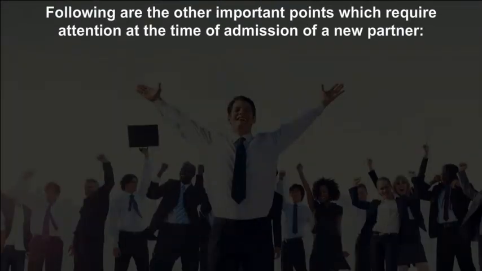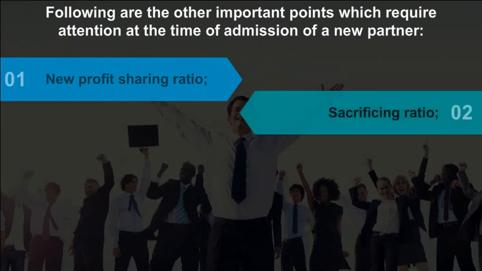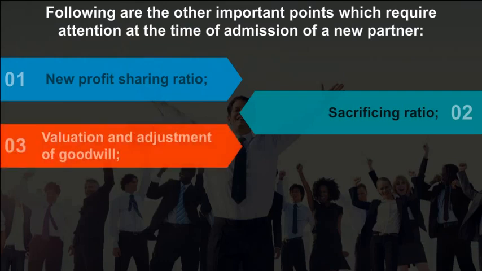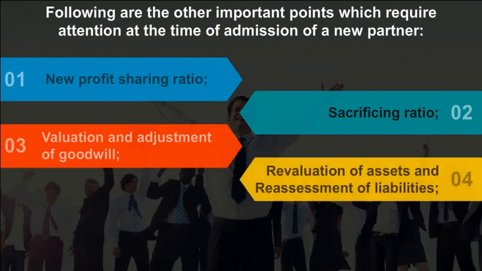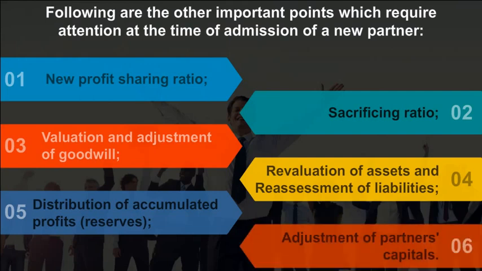Following are the other important points which require attention at the time of admission of a new partner. 1. New profit sharing ratio. 2. Sacrificing ratio. 3. Valuation and adjustment of goodwill. 4. Revaluation of assets and reassessment of liabilities. 5. Distribution of accumulated profits, reserves. 6. Adjustment of partners' capitals.